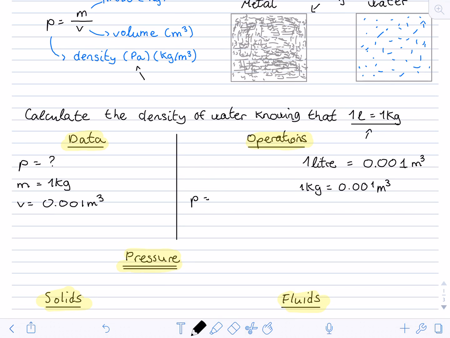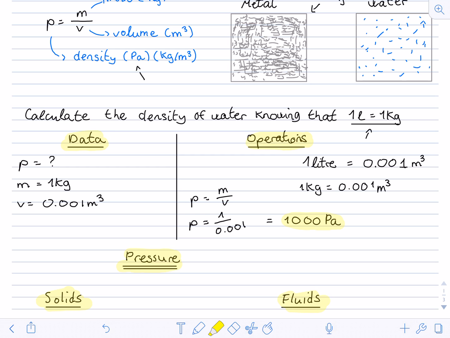So now that we have all of this, we write down the equation again, which is P is equal to M divided by V. So the density, which we don't know, is equal to the mass, which is 1, divided by 0.001. And this, as you will see, is equal to 1,000 pascals. So that's something you should know as well: the density of water is 1,000 pascals.